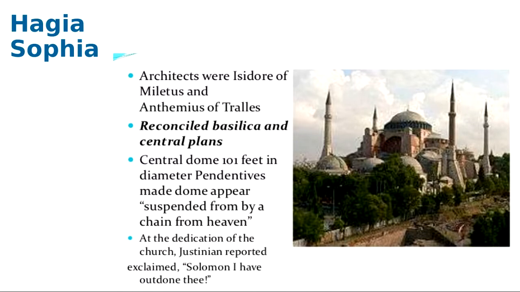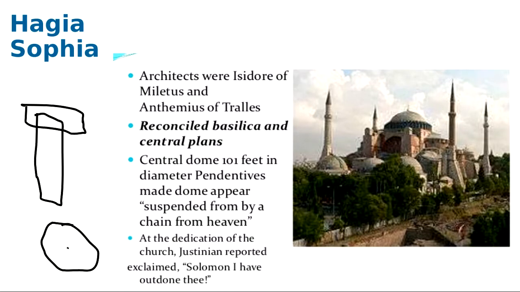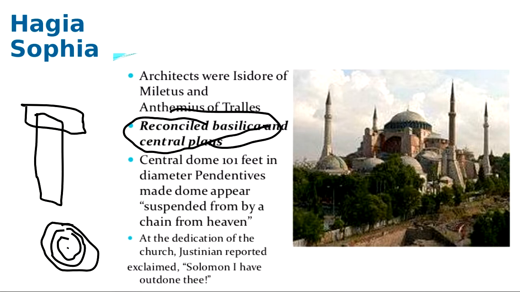The reason why this is probably one of the most iconic and famous buildings of this era is because it did something. We talked about the basilica plan, which is a sort of cross plan. We talked about the central plan, which is this sort of onion-like, ambulatory sort of circle. And Hagia Sophia is able to reconcile and combine those two, and create this amazing, beautiful architecture.